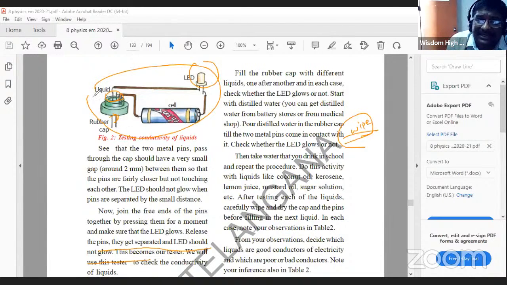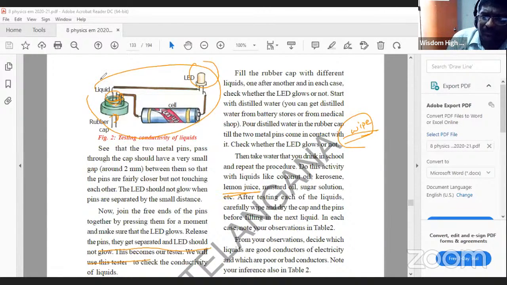So here also, every time we should wipe the injection cap of the bottle. Why, what is the reason? For example, when we fill with distilled water, the LED bulb does not glow. But when you pour any other liquid, like mustard oil or lemon juice, which is a conductor of electric current, the bulb glows. So first distilled water.